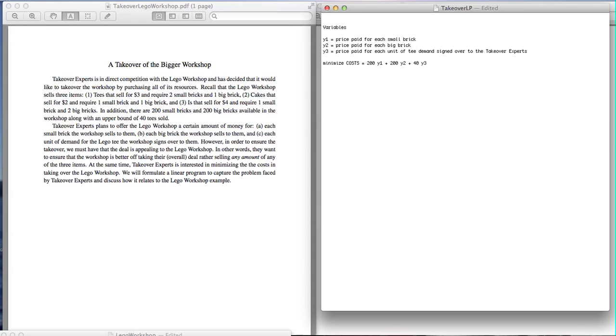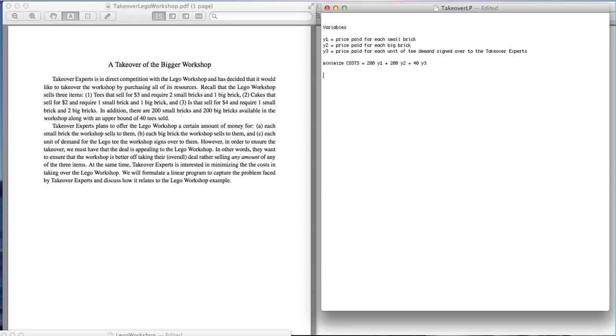What we're defining in the objective is, for each resource, the number of resources that we're buying up from the workshop times the price we're paying per resource. So 200y1 is the total amount that we have to pay for the small bricks, 200y2 is the total amount we have to pay for the big bricks, and 40y3 is the total amount we have to pay for the T demand.